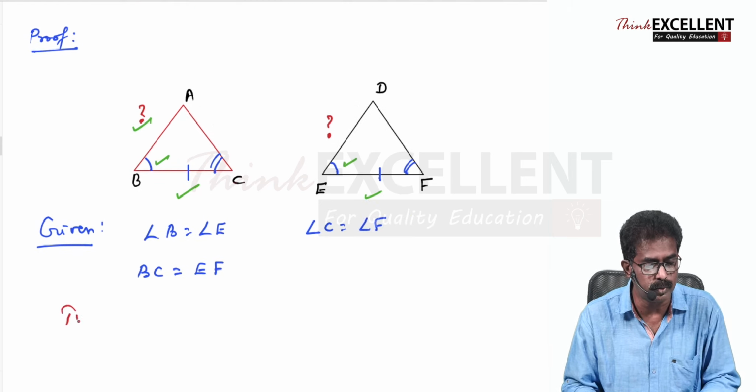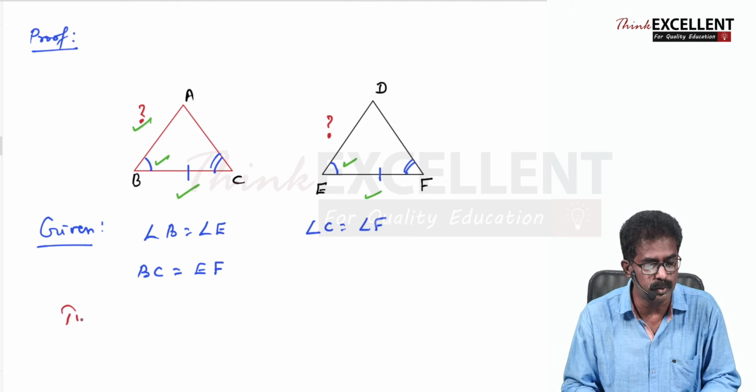So to prove AB equal to DE, once you proved this, it is over. By SAS congruency rule, triangle ABC is congruent to triangle DEF. Hope you understood this. So our aim is to prove AB equal to DE, that's all. So don't worry about anything else. You look only at AB and DE. So AB and DE, how can it be?